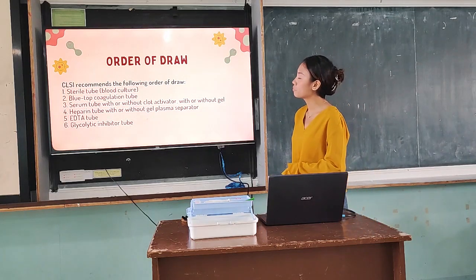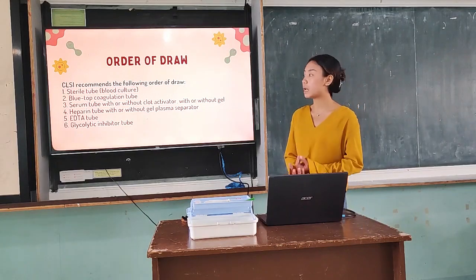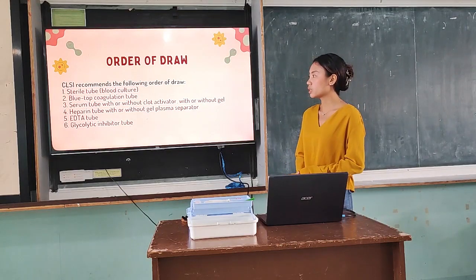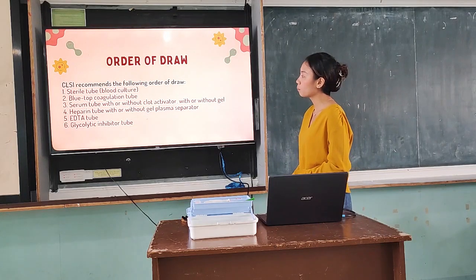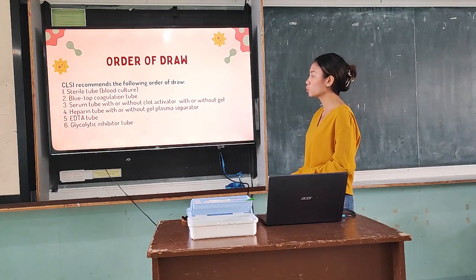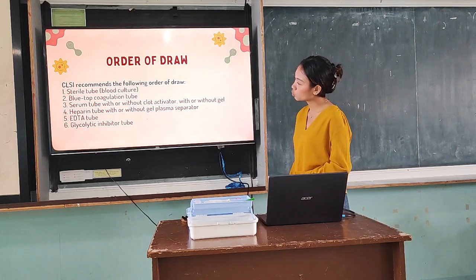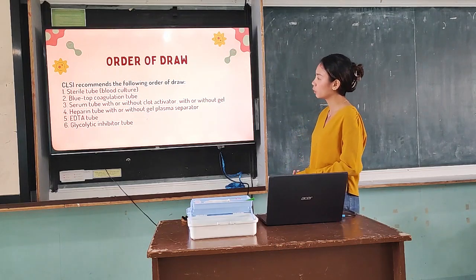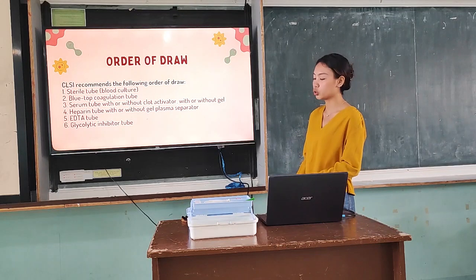CLSI recommends the following order of draw. First, sterile tube or blood culture, which is yellow top. Second, blue top coagulation tubes. Third, serum tube with or without clot activator or with or without gel. Fourth, heparin tube with or without gel plasma separator. Fifth, EDTA tube. Sixth, glycolytic inhibitor tube.